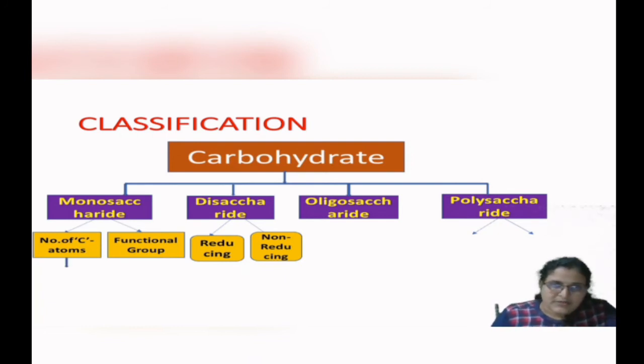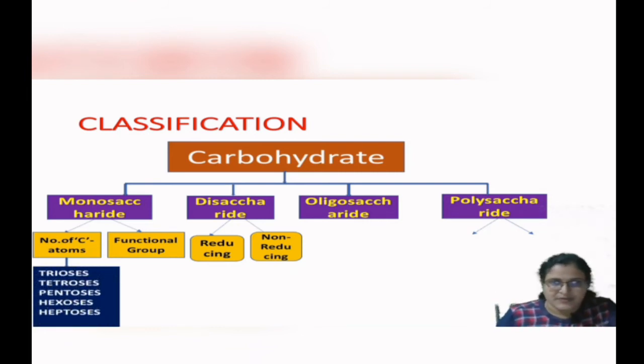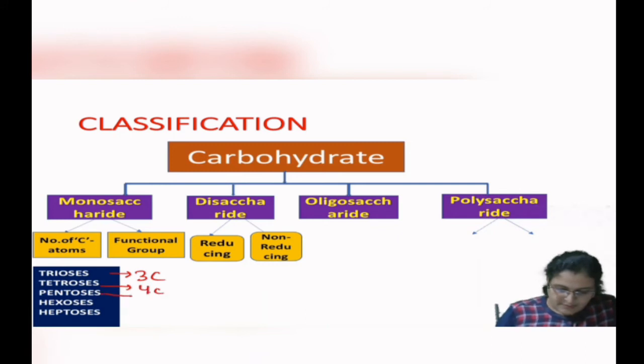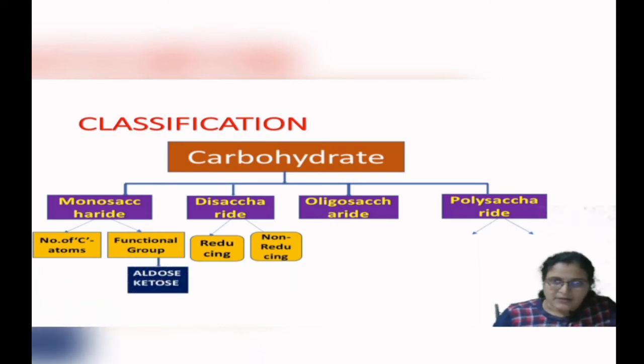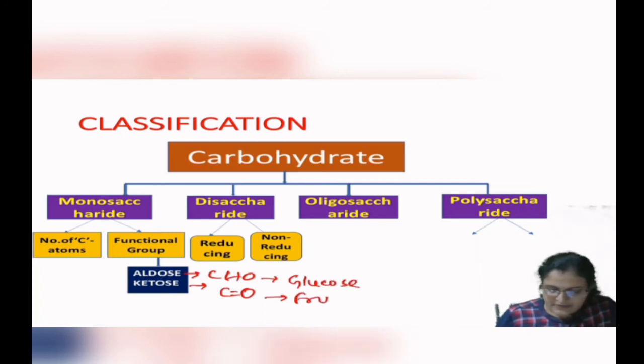Then coming to the monosaccharide in detail. According to the number of carbon atoms, it is classified into triose, tetrose, pentose, hexose and heptose. Triose means it contains 3 carbon atoms, tetrose 4, pentose 5, hexose 6 and heptose 7 carbon atoms. Then according to functional group, it is divided into aldose and ketose. In aldose, the functional group is CHO and ketose CO. Glucose is an aldose and fructose is a ketose. I have given this earlier.